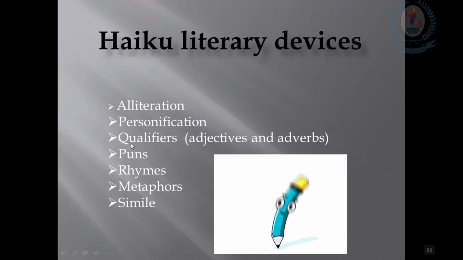And the next one is qualifiers. If the poet uses adjectives and adverbs to make the poem more interesting, we can take them as qualifiers. And puns represent the humorous lines or verses included in a poem. So that can also be taken under haiku. And rhymes give you a nice flow and a rhythm.